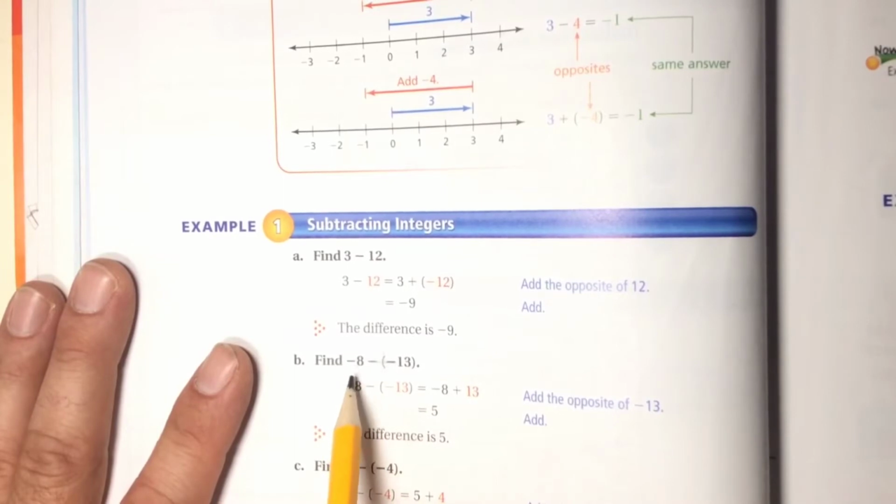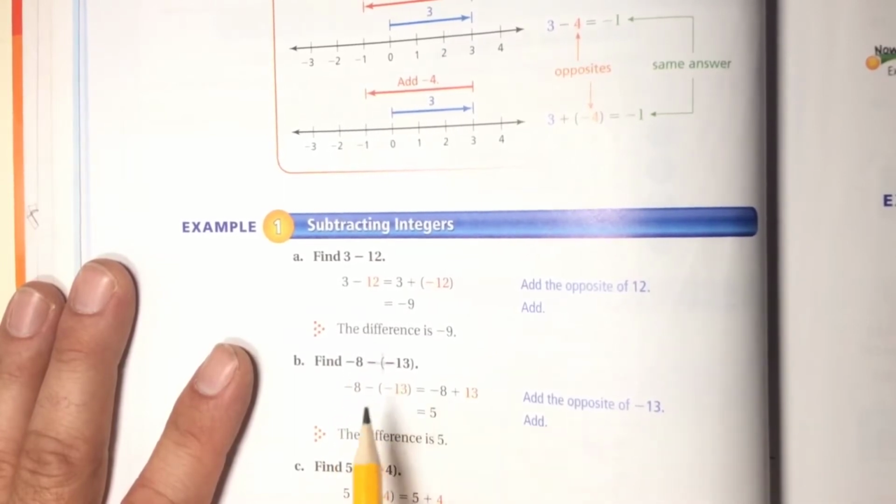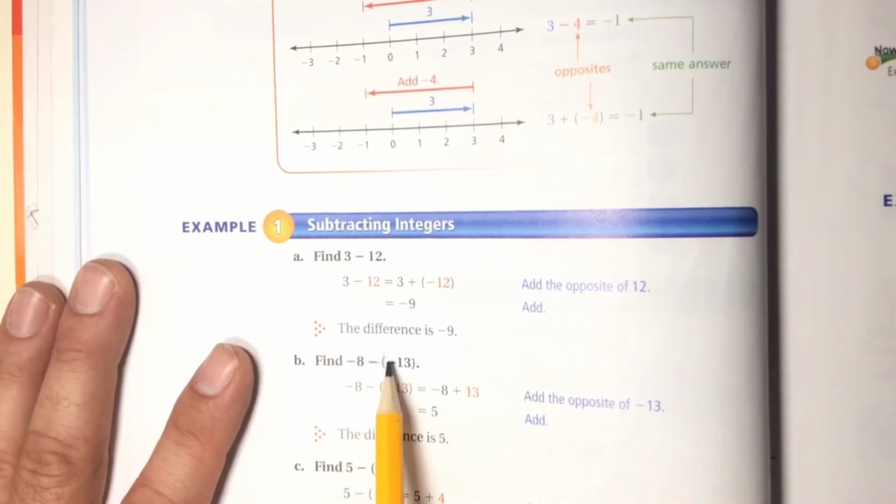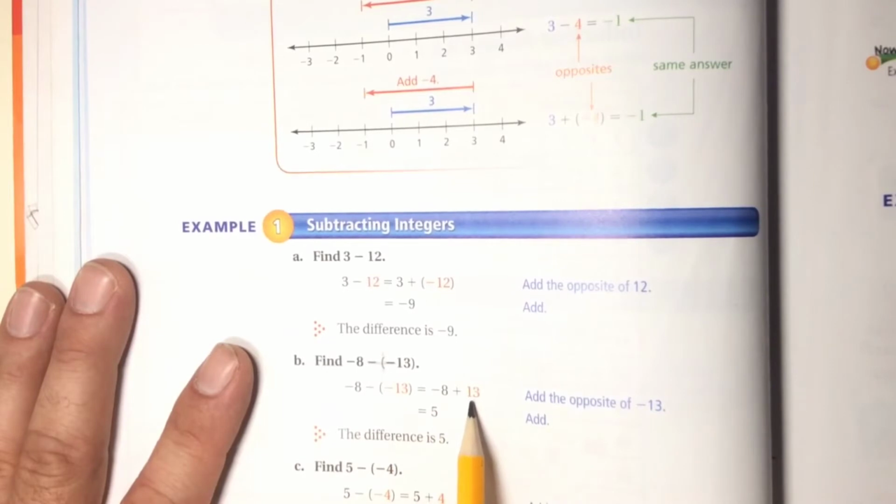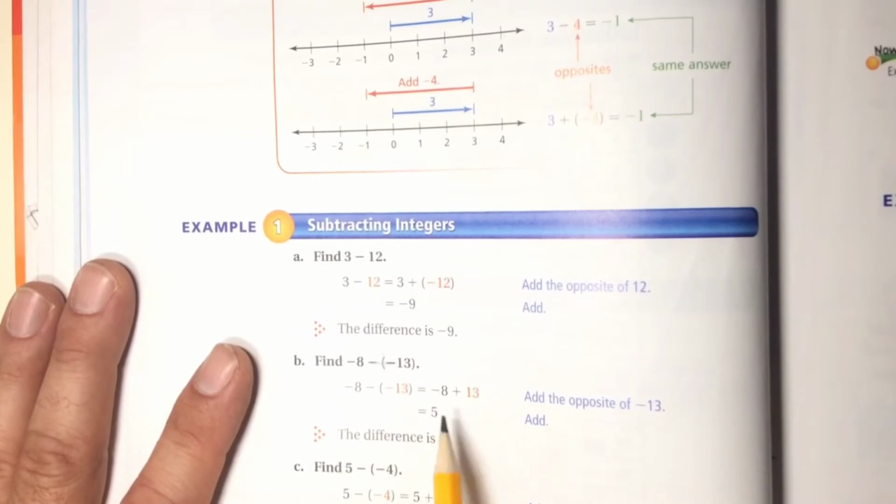So now we have negative 8 plus 13. We took both of those negatives away when we made that plus. Now I have different signs, so I subtract and get 5. And I keep the sign of the larger, which in this case is the positive, so it's positive 5.